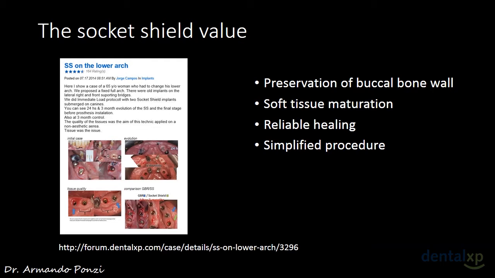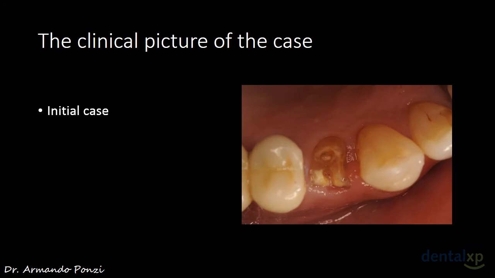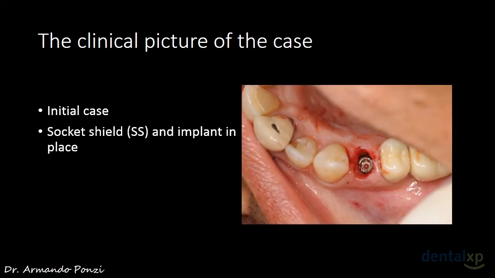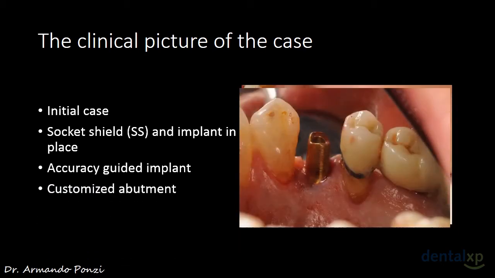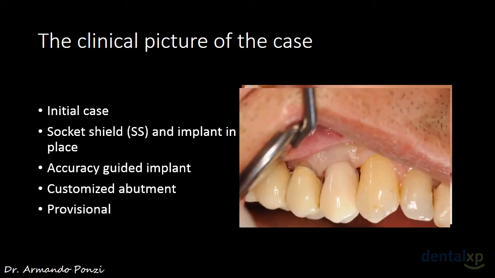We know from their case report that socket shield allows a preservation of the buccal bone wall, soft tissue maturation, a reliable healing, and a simplified procedure. In the clinical picture of the case presented, we see here the initial case, the socket shield and implant in place, the accuracy needed on guided implant in order to position an immediate customized abutment, and the provisional.